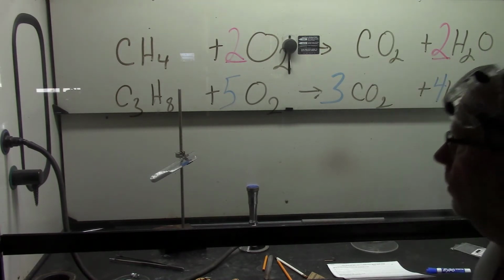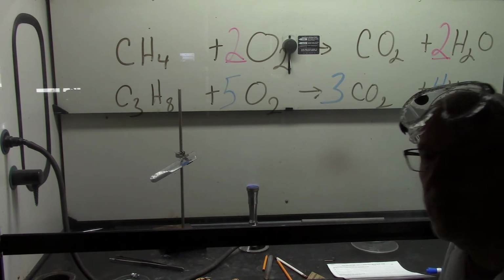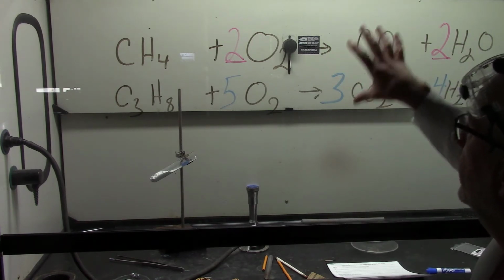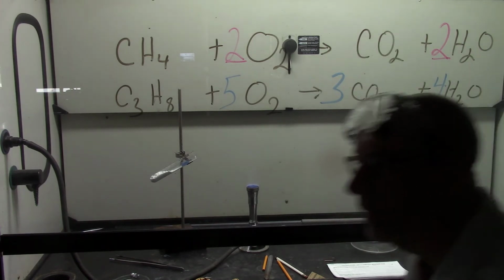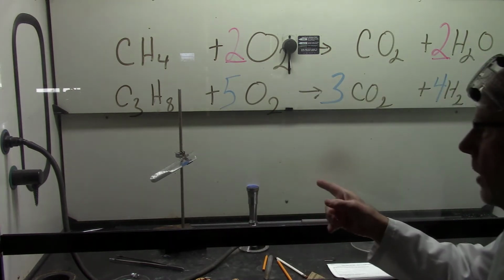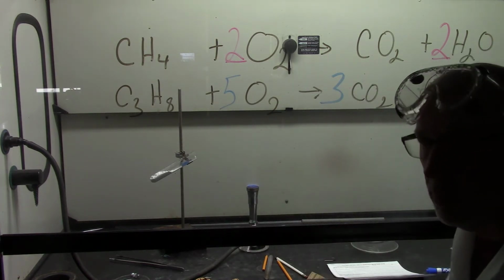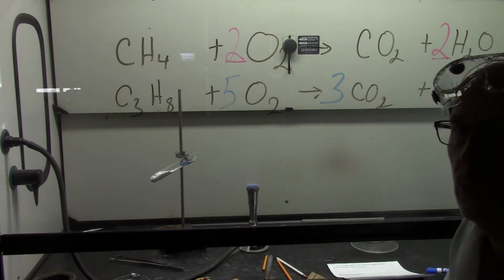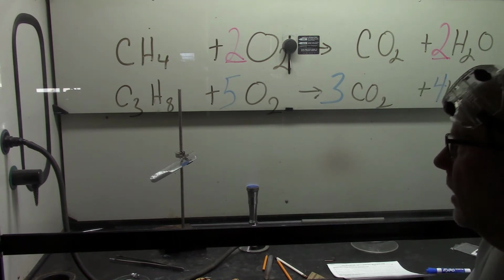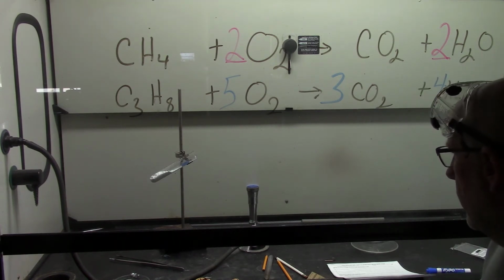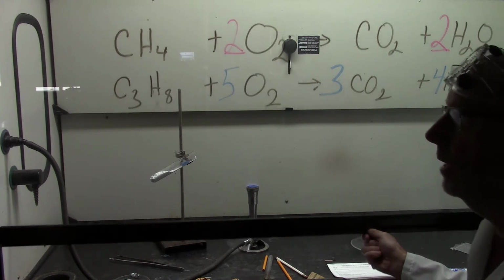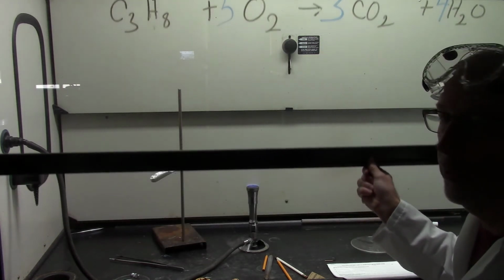Proof. Now, the other thing, I don't really have a good way to show you that CO2 is made. If we could collect the carbon dioxide and bubble it through something called lime water, it makes a white precipitate. That would be cool, but that's kind of hard to do. So I do have another way to prove that this is a combustion reaction.